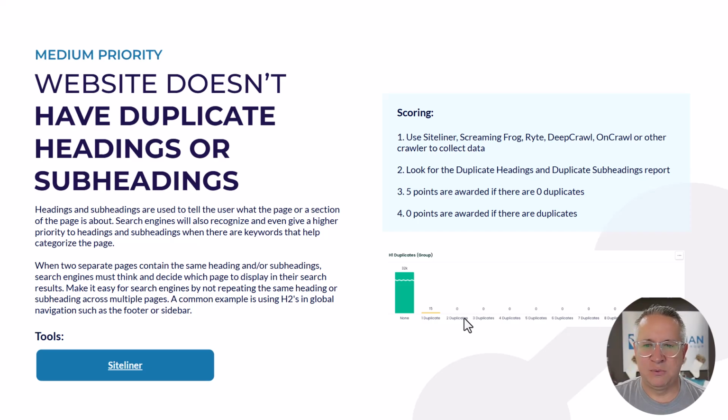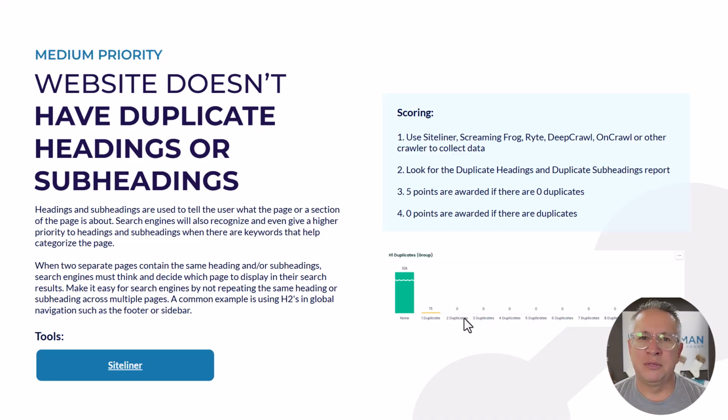Next, we want to avoid having duplicate headings and subheadings. This can happen when we use subheadings in the global navigation, such as the footer. Maybe in the footer section we've got more about us, and then our about page and news and whatever. Instead, let's show the search engines, as they're looking at this page, that we've written it like a thesis. We've got a title and a heading and subheadings that are all unique to that page.